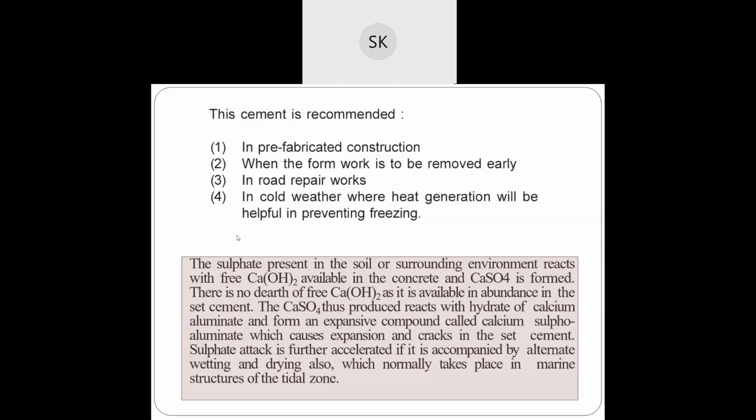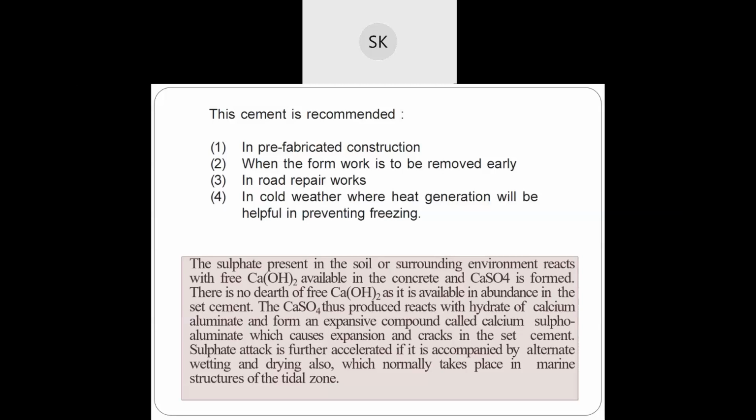And it is used where you have to remove the formwork very early. In road repair works, suppose it is an important road that you need to repair, you cannot block the road for the whole day or 2 or 3 days. If you use rapid hardening cement, it will set quickly, then you can allow the traffic after that. Now, in cold weather, heat generation will be helpful in preventing freezing. So these are the four places where you can use rapid hardening cement very effectively.